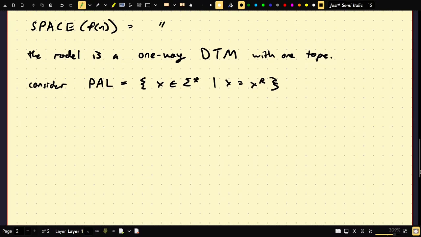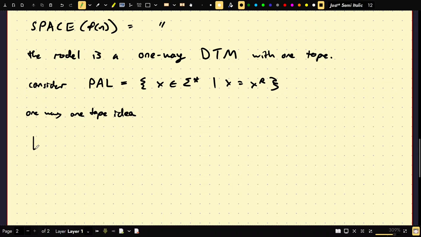So here's the one-tape idea, the one-way one-tape idea. We can't really do much on the one-way one-tape machine. What we can do is check the first element, check the last element, see if they're the same. Okay, good. Then check the second to last element, and then go check the second element.